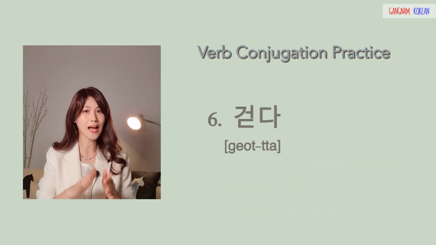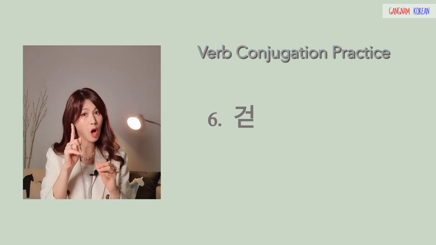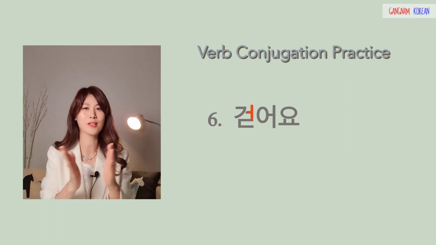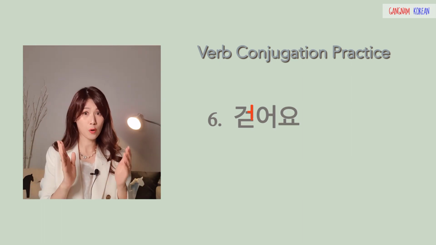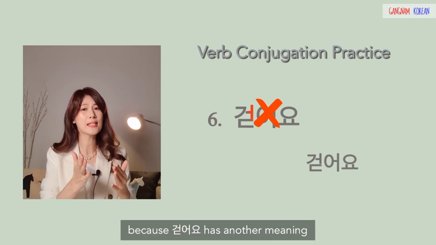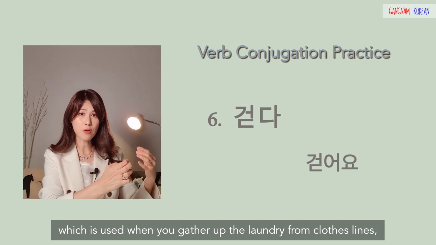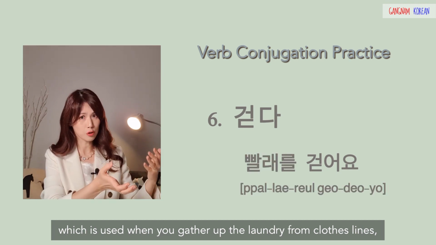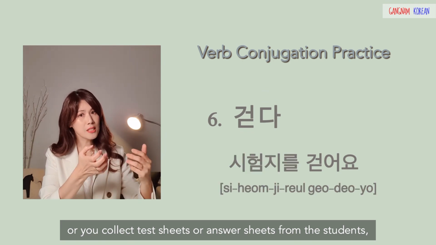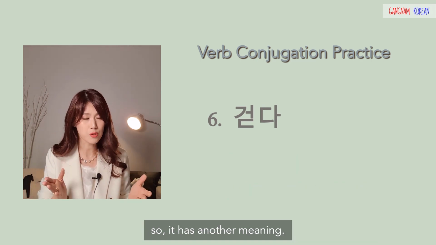Next, 걷다. To walk. You remove the 다 and you have 걷, which has a vowel which is neither o nor a, so you put the ending what? 어요. That's right. Okay, so 걷어요. Sorry, but we don't say 걷어요 because 걷어요 has another meaning, which is used when you gather up the laundry from the clothesline. 빨래를 걷어요. Or you collect test sheets or answer sheets from the students. 시험지를 걷어요. 답안지를 걷어요. So it has another meaning, which is very different.